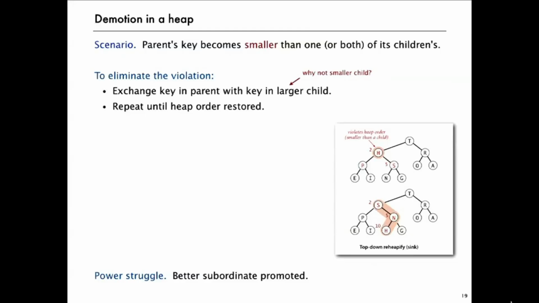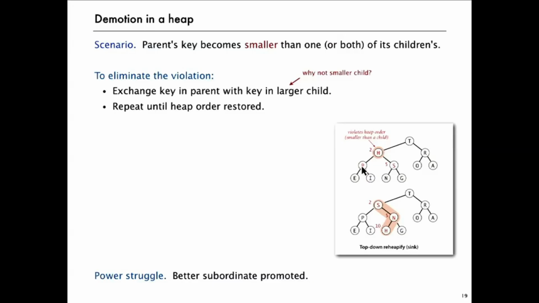Now there's another scenario where a key becomes smaller. For whatever reason, a parent key decreases, and it might become smaller than one or both of its children. In this case, the value at position 2 is changed to H, and that's smaller than both its children. So how do we fix that violation? Well, that one's also easy.